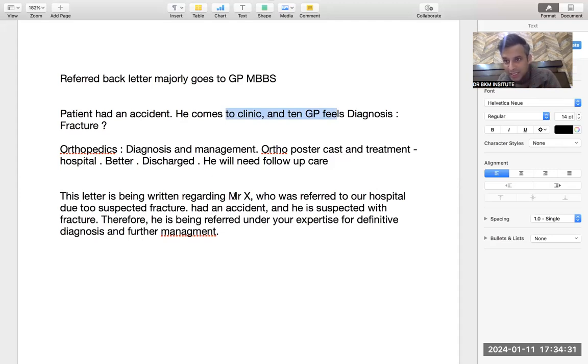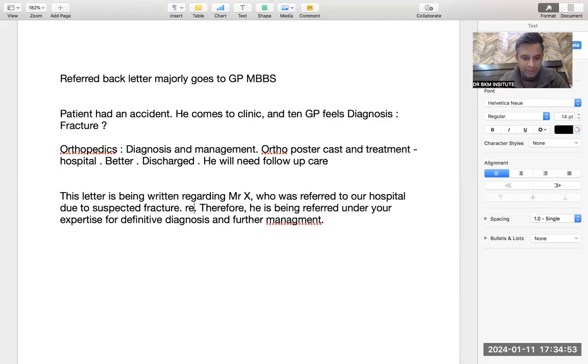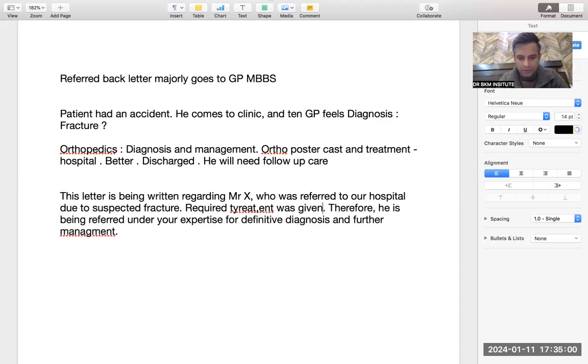This letter is being written regarding Mr. X, who was referred to our hospital due to suspected fracture. Who was referred is passive voice: who was referred by you. So we are writing to the GP and saying who was referred by you to our hospital with the suspected fracture. Then what did we do? Required treatment was given, and now his condition has improved.